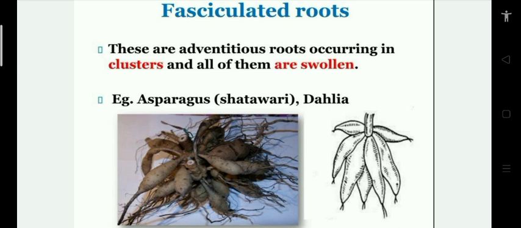We have seen the diagram. Sometimes a question asks: fasciculated roots are present in which of the following plants? Asparagus or dahlia. They give a diagram; observe the diagram and identify it. Which roots does it belong to? Fasciculated roots only, dahlia and asparagus. Clusters of swollen roots.